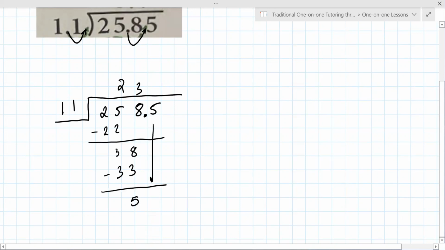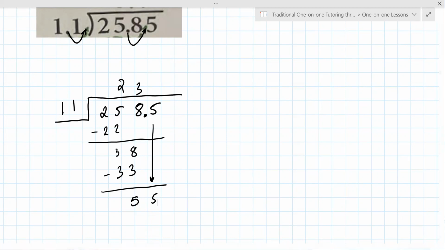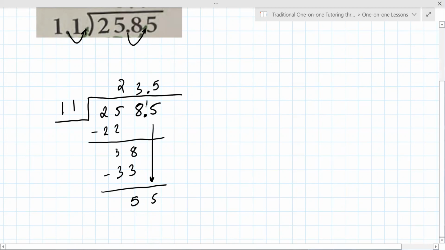Then you bring down that last 5. How many times does 11 go into 55 here? 5 times. Now the decimal has to come up to the same spot that it is in the number under the divide. So that's your final answer.